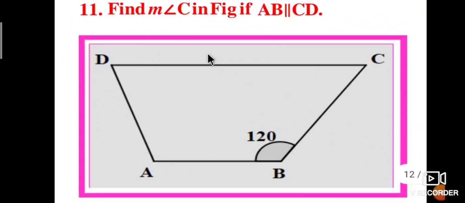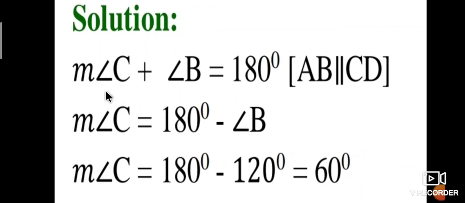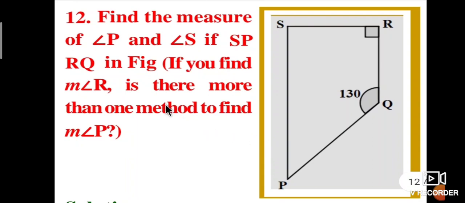Next question: find angle C in the figure if AB is parallel to CD. This is the figure AB, CD. Angle B is 120 degrees, and AB is parallel to CD. We have to find angle C. Therefore, angle C plus angle B is equal to 180 degrees. Therefore, angle C is equal to 180 minus angle B, that is 180 minus 120, that is equal to 60 degrees.